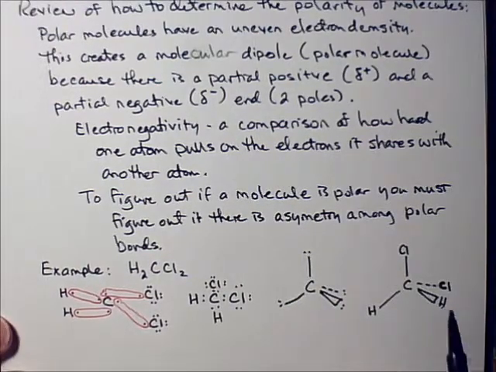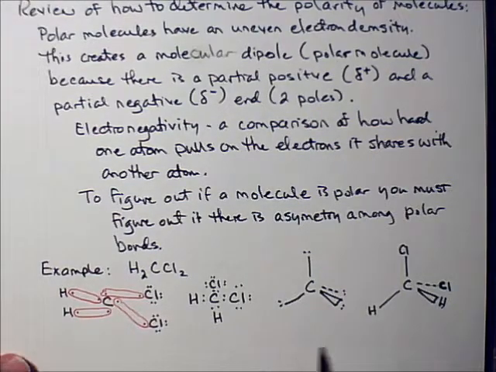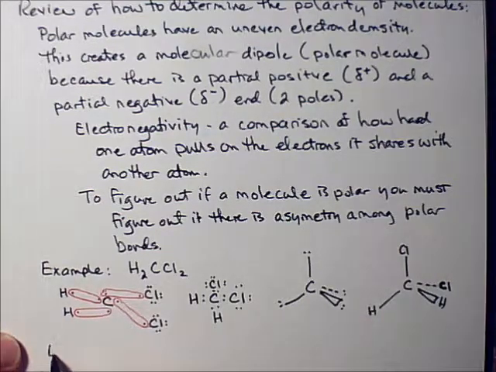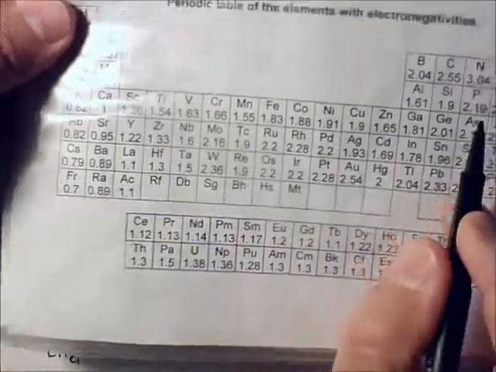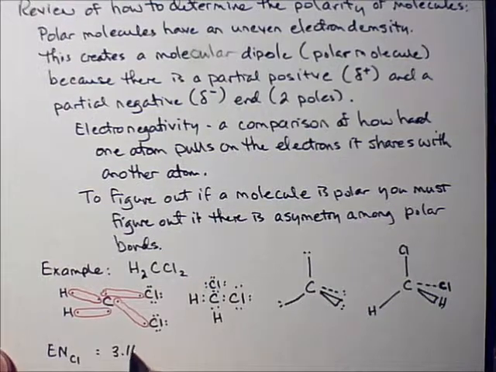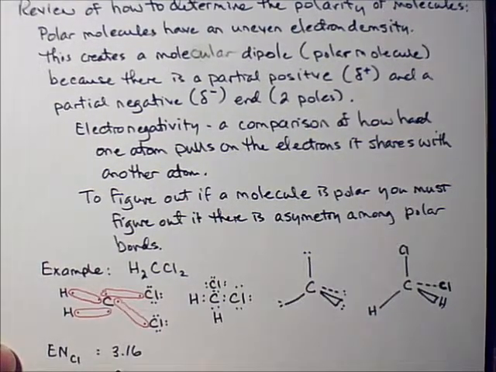So we got to look at what the electronegativity difference is to figure out whether these bonds are polar or not. So let's do first the electronegativity difference for the carbon to chlorine bond. So the electronegativity for chlorine, and you find that on your periodic table in your test references that list the electronegativity. Chlorine's electronegativity is 3.16. The electronegativity for carbon, 2.55.